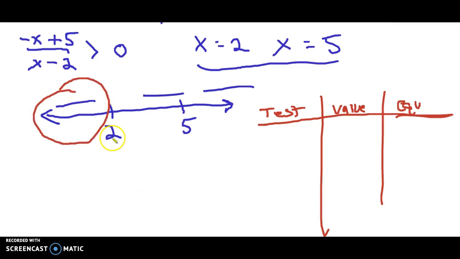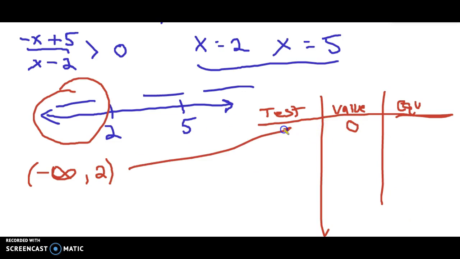So before the 2, which is from negative infinity all the way to 2, but not including 2, because we already know that at 2, this inequality cannot work. So we're going to test this area right here. And so you have to pick a number that's between negative infinity and 2. So I'm going to pick 0. So our test value will be 0. And this goes right here, the area that we're testing.